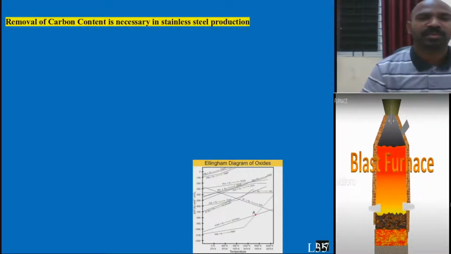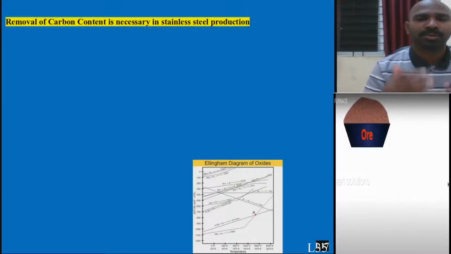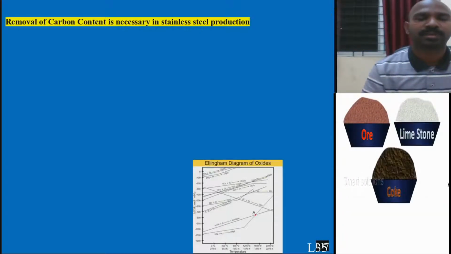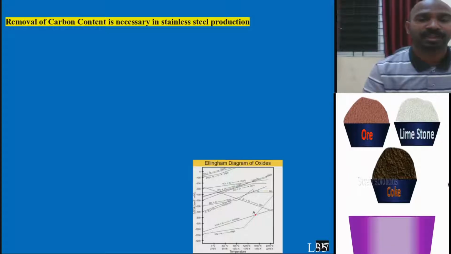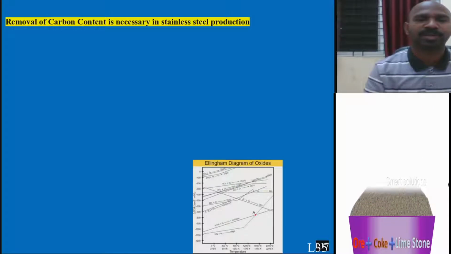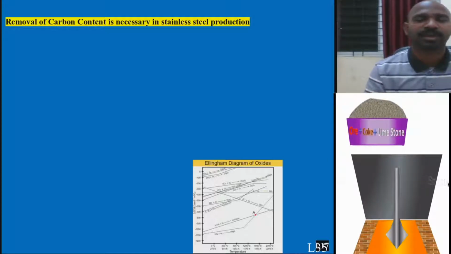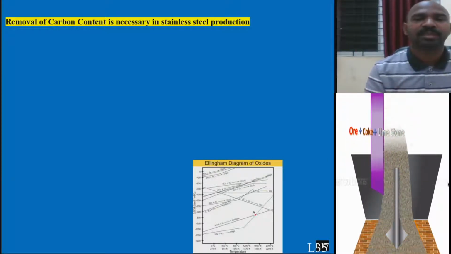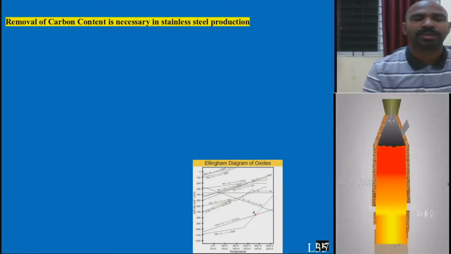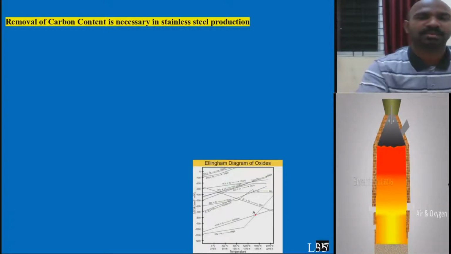Welcome to lecture 35. Today I am going to speak about removal of carbon content, which is very necessary during the stainless steel production process. As we all know, in the iron production process the carbon content is around 3.5 to 4.5 percent. In the primary steel making process, it is brought down to less than 1 percent of carbon.